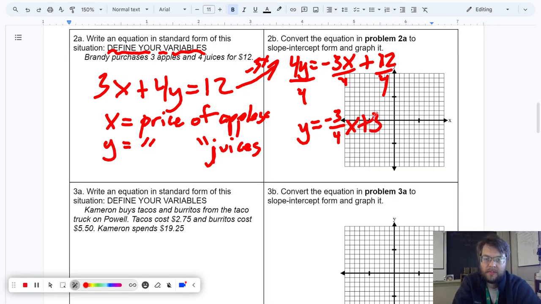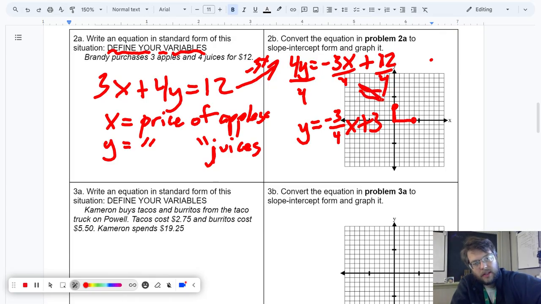12 divided by 4 comes out to be the whole number 3. If I graph that, 3 is my y-intercept, so I can put a dot right here at y equals 3. And then negative 3/4 is my rise over run. I can go down 3 because it's a negative on the numerator, over 4 because 4 is the denominator. That's my rise over run.